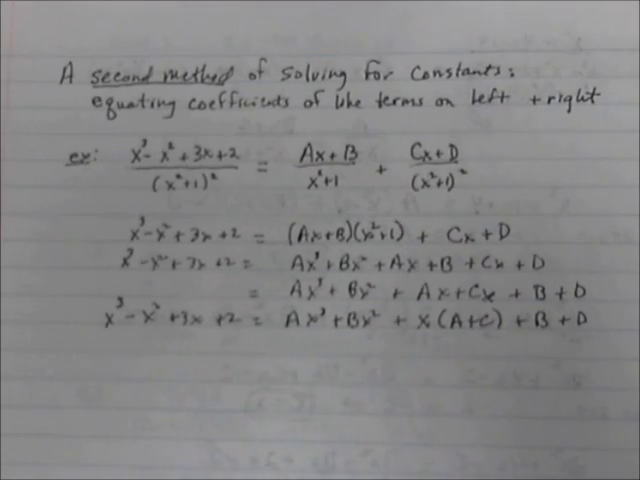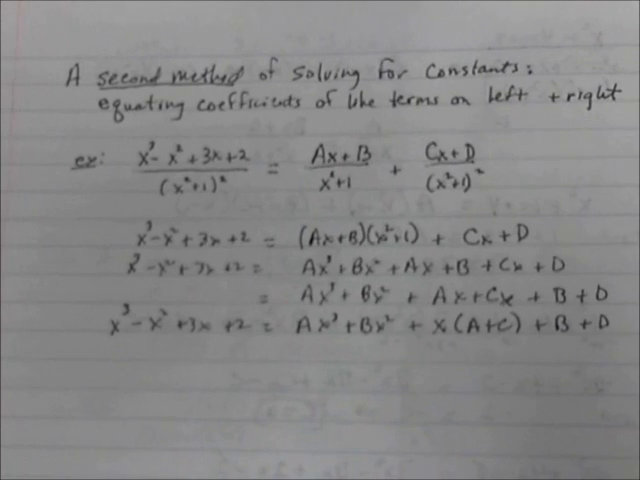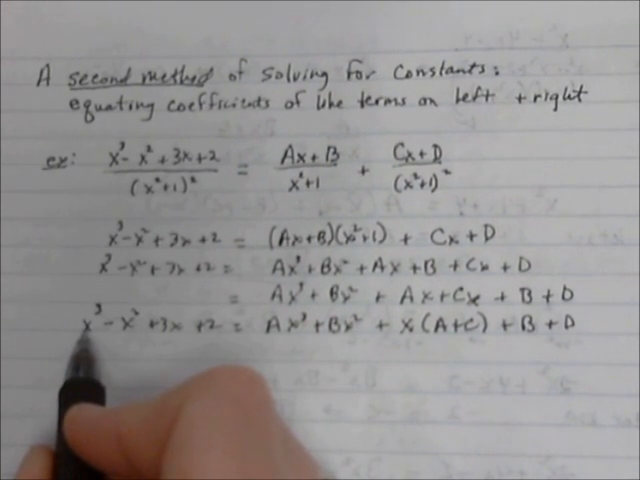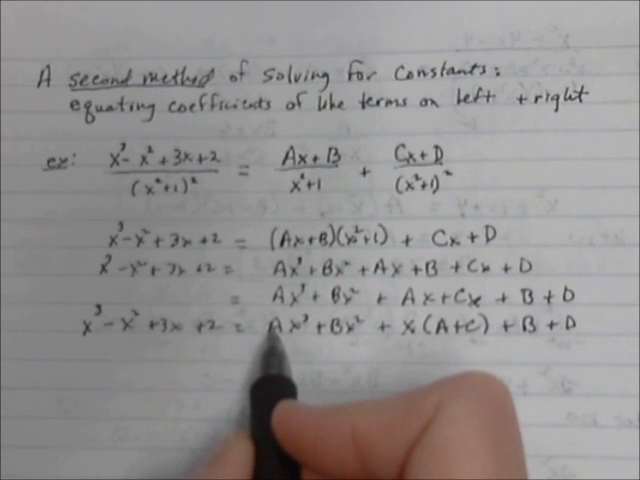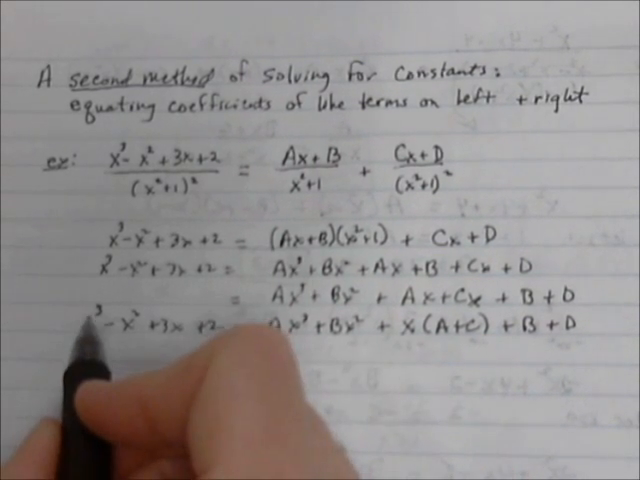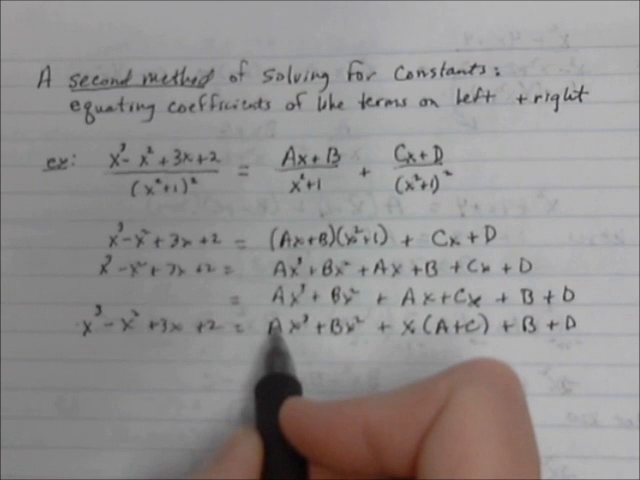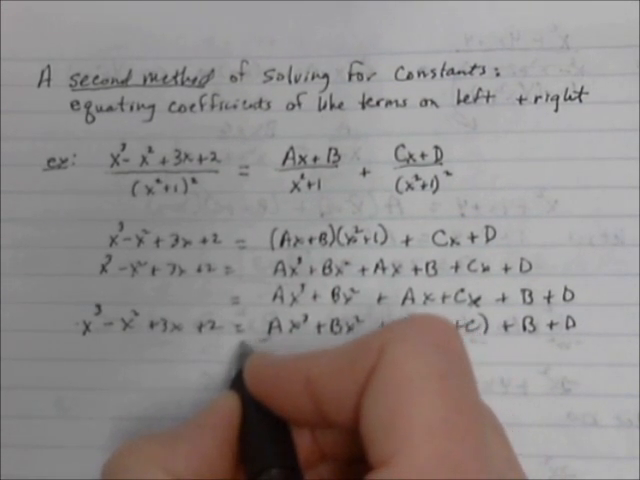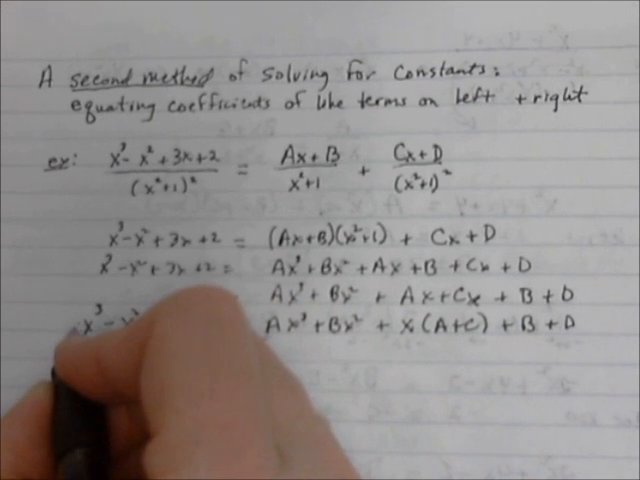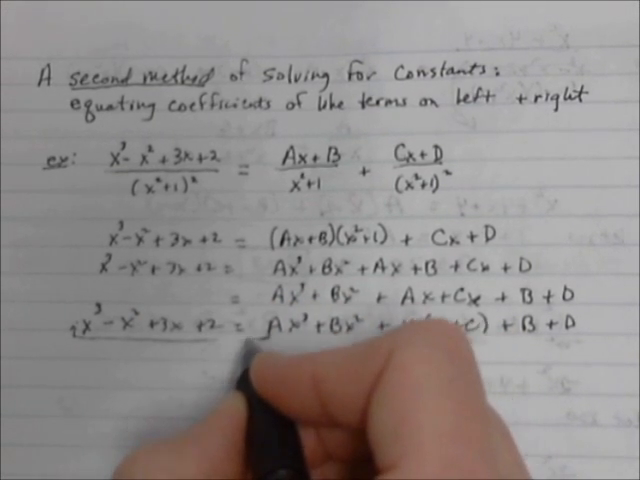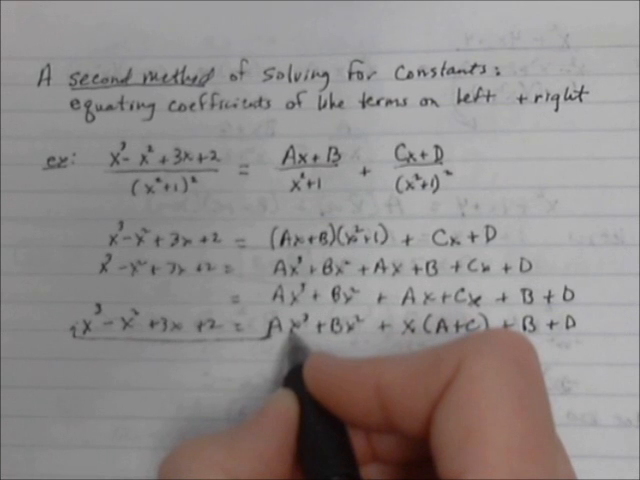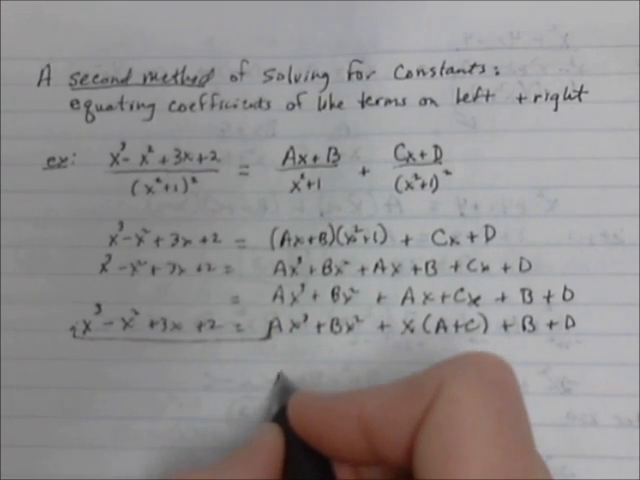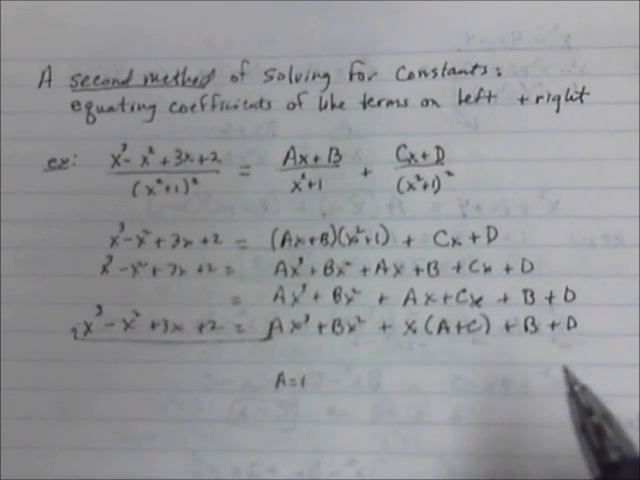Now when you use this second method of equating the coefficients, what that means is you're going to look at the x cubed term on the left and the x cubed term on the right. This coefficient is 1, this coefficient is a, so we're going to solve for a, because this is the only cubic term on the right hand side. A has got to be equal to 1. Well, that was pretty easy.